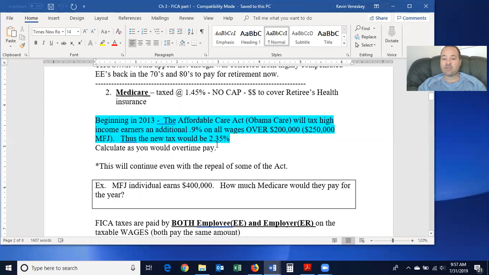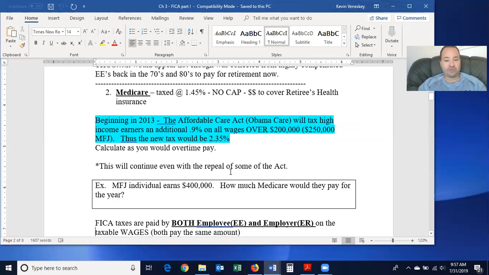So what that means is, let's say you were single and you made $201,000. The first 200,000 would be taxed at the regular 1.45%, and then that last 1,000 that you're over the amount would be taxed at the additional 0.9%. So you would be a total for that 1,000 of 2.35%.